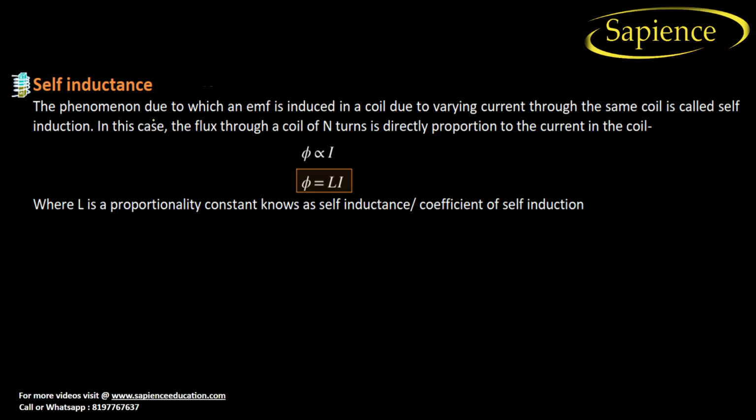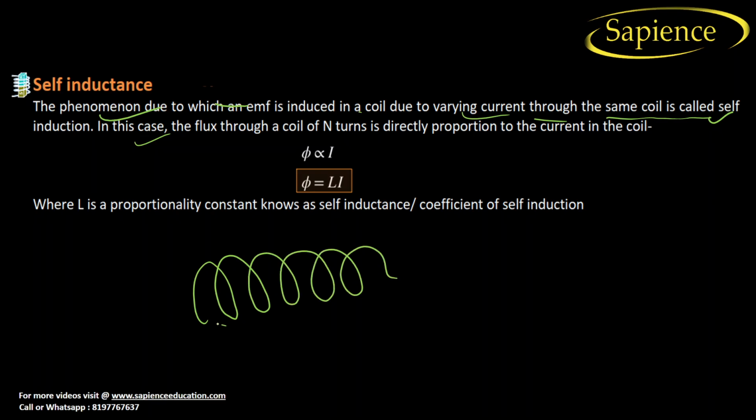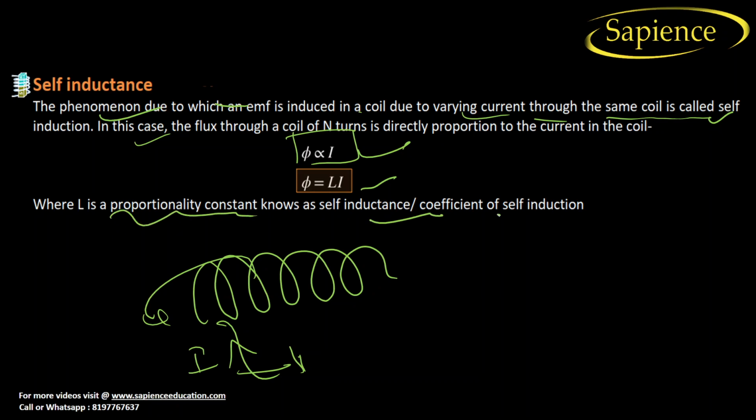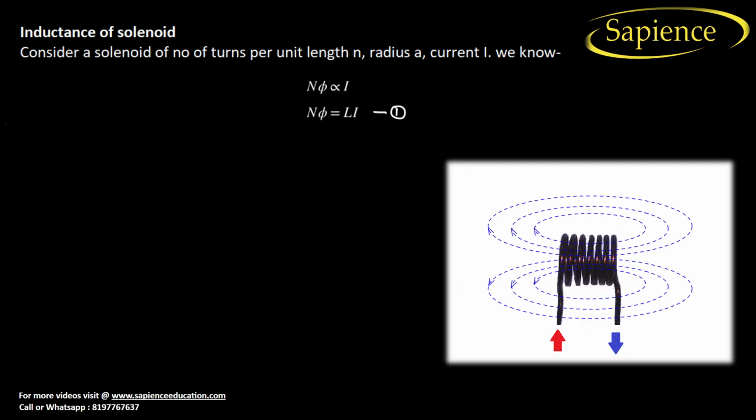Next, self-inductance. The phenomenon due to which an EMF is induced in a coil due to varying current through the same coil is called self-induction. If I am giving a current and a back EMF is being produced by this coil due to change in flux, then phi is proportional to I, and phi is equal to LI, where L is the proportionality constant known as self-inductance or coefficient of self-inductance.